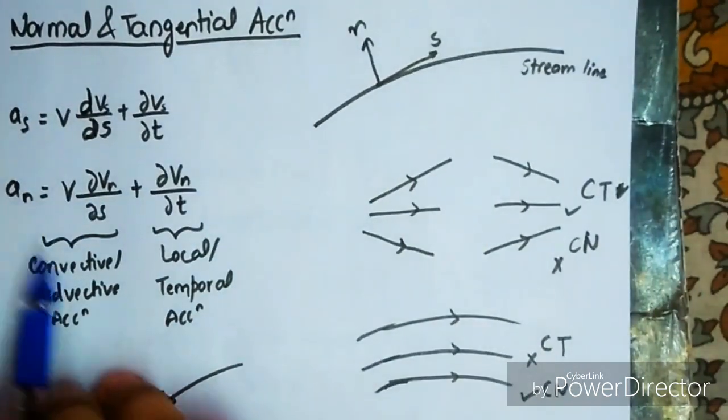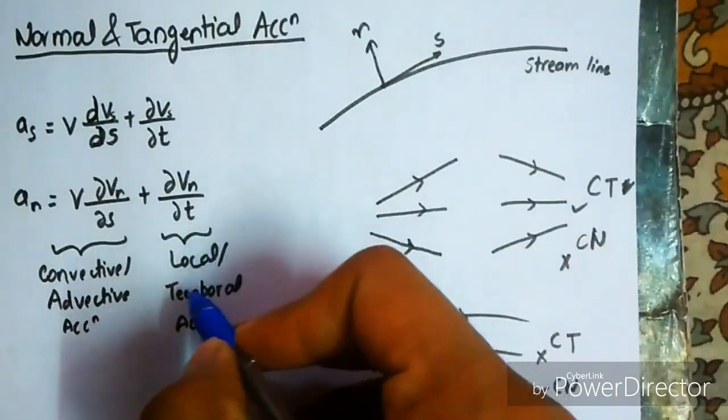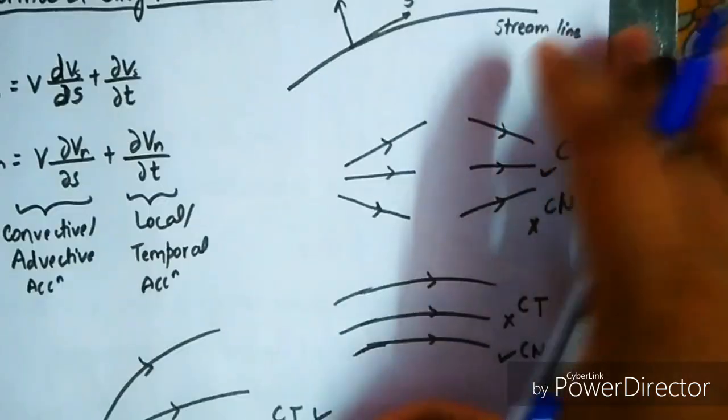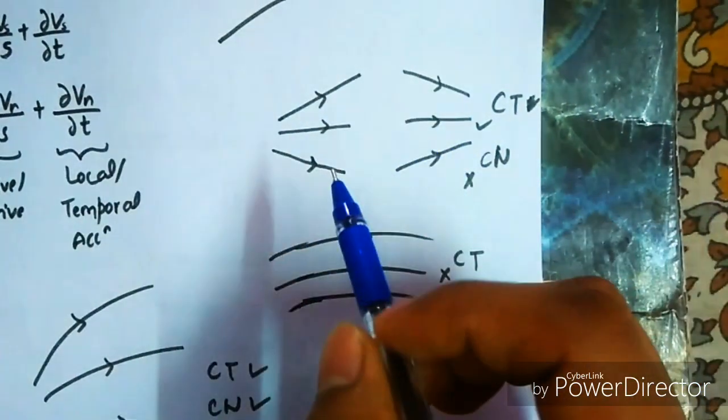Now in this also we are having the first term as convective or advective acceleration, and the second term with respect to time is local or temporal acceleration. Here we have to memorize a few things, like these questions were asked in GATE.